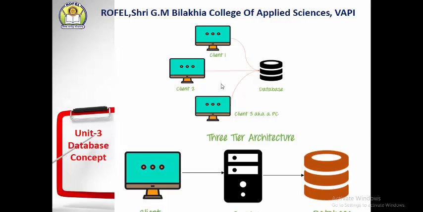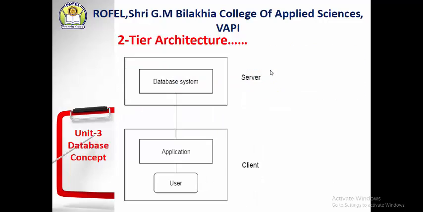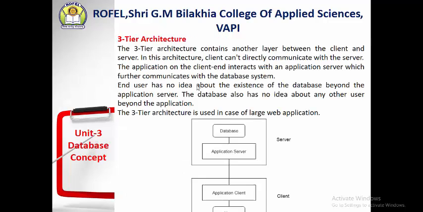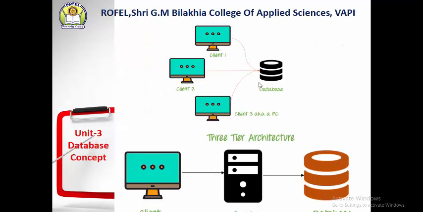Same way in the two-tier architecture, see over here, this is the database, this is the server, and these are the clients, client 1, 2, 3. All clients are directly connected with the server. It's just like clients are directly connected with the database system, that is a server. But there is no need for some special application or server application to communicate with each other. So this is the two-tier architecture and this is the three-tier architecture. But the three-tier architecture is best used for large web applications.